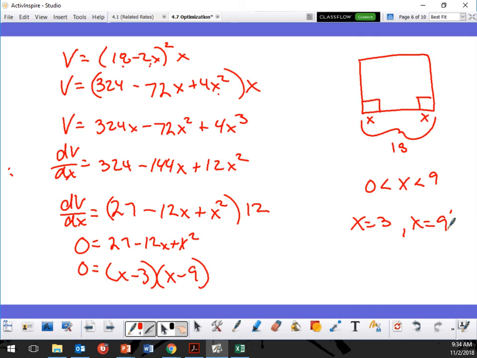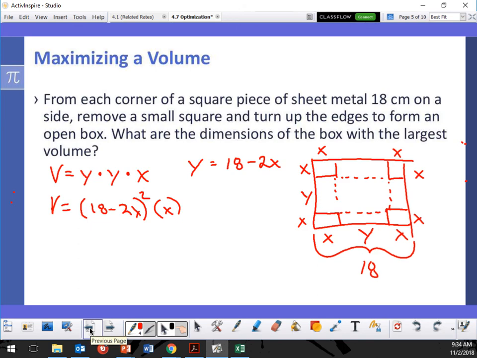Anyway, all right. Okay, so we know that x is 3. Let's go back to our problem. So if x is equal to 3, what is y going to equal? 12. Thank you. Okay, x equals 3, y equals 12.